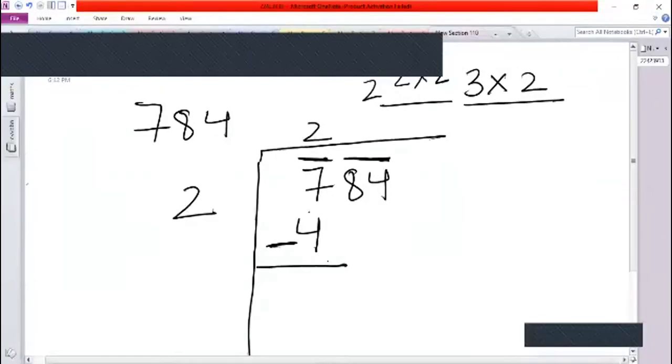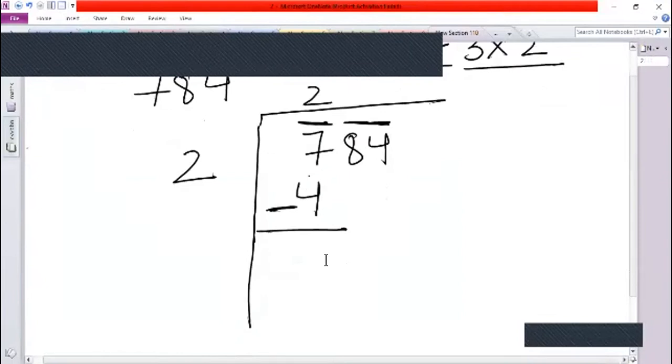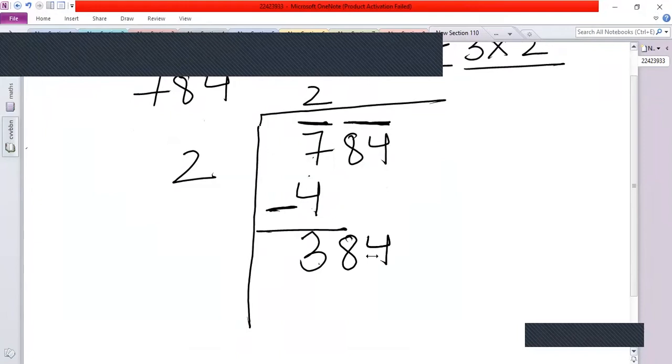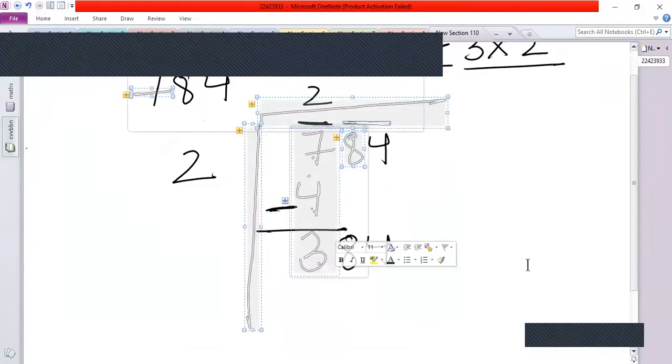Now, the second thing is you have to do the subtraction, right? 7 minus 4. What is 7 minus 4? Ma'am, 3. Now 3 is not divisible because it is too small. Okay, you have to take both digits of the pair we have made, 84, and bring it down. 384. Understood? Yes. Done? Okay.